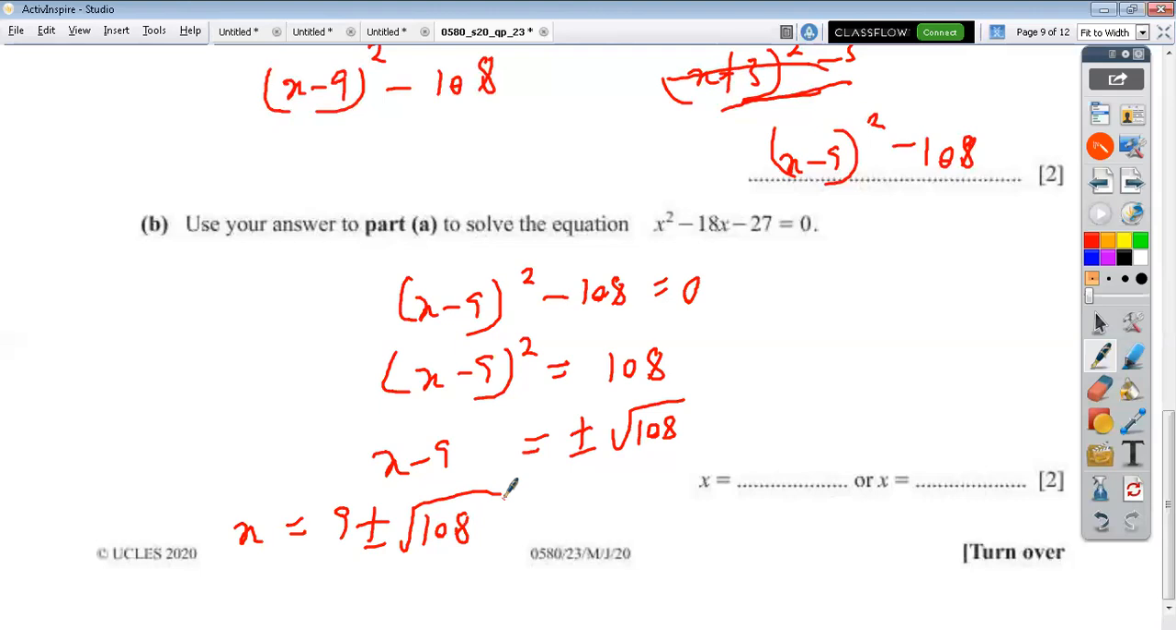Yes, sir. Then use your calculator to find your two answers. For the positive, I'm getting 19.4. So 19.4. Okay. And the negative one? Minus 1.39. 1.39. That's clear.